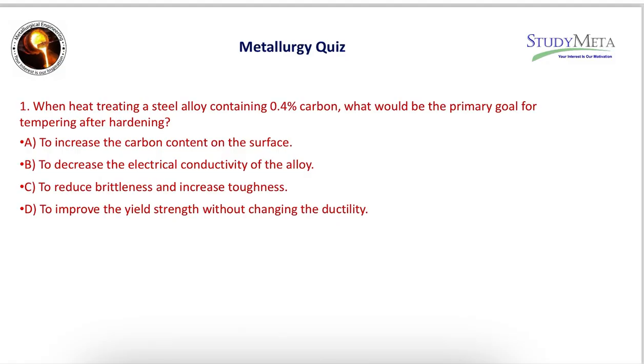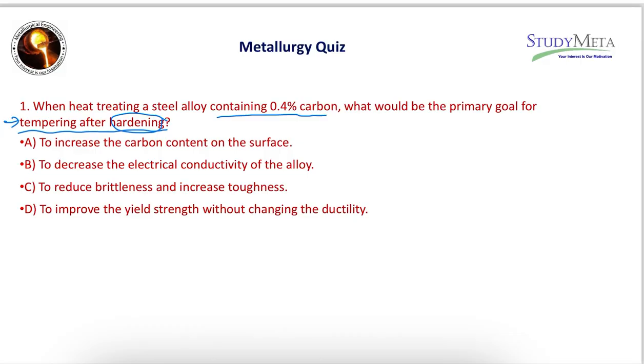So in today's video we are going to see 10 objective questions on heat treatment. The first question is, when heat treating a steel alloy containing 0.4% carbon, what would be the primary goal for tempering after hardening? As you know, when you are doing the hardening process, it will increase the hardness of the material, but at the same time it also increases the brittleness in the material. That's why we need to do the tempering process to reduce the brittleness and also to increase the ductility and toughness. So here you can see there are four options.